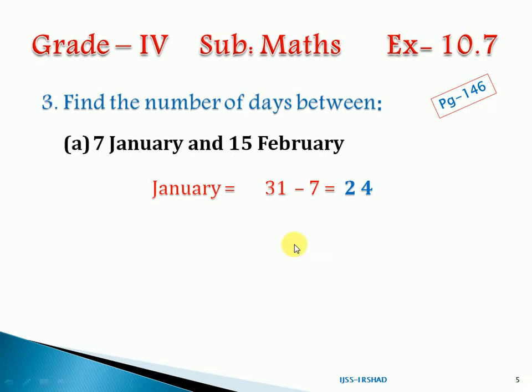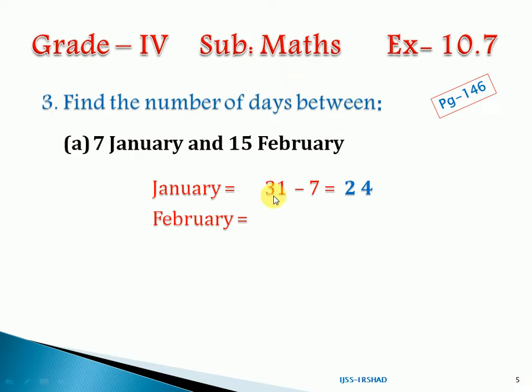Then for the month of February, in the same way, write the month name February. In February you have to take the date just before 15th of February, not the 15th of February. You have to exclude this date as you are finding the days between. So you have to take the days before 15. So before 15, what is coming? 14. So we have to take 14 days of February.